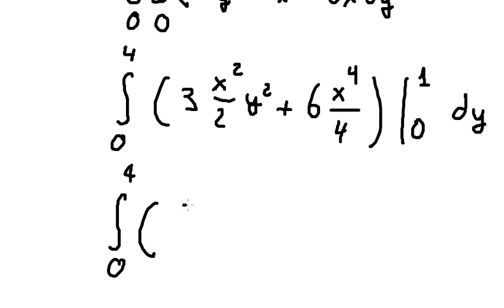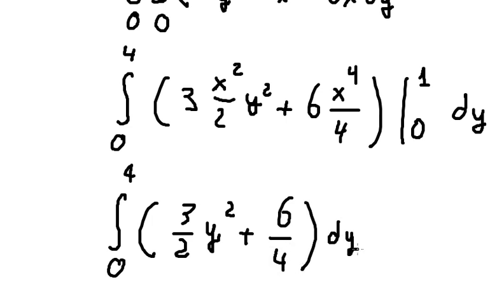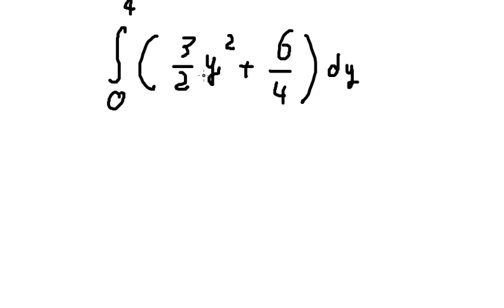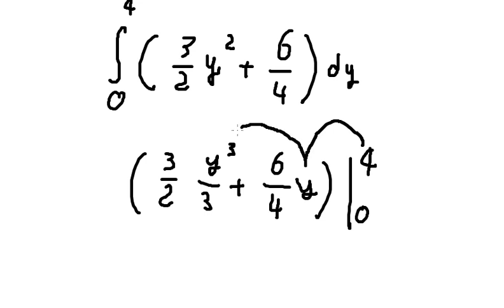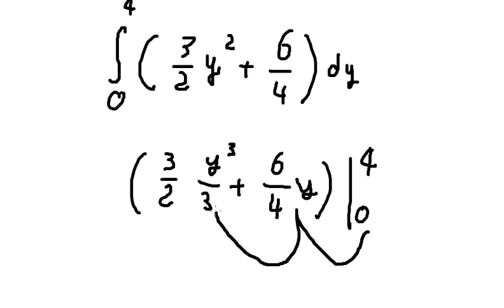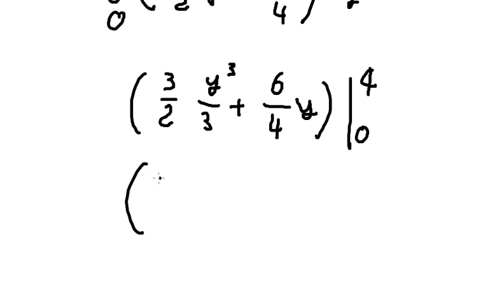That is 3 over 2 y to the power of 2. This one we have 6 over 4. The integration of y to the power of 2 is y to the power of 3 over 3. This one is y. So I will put 4 in here and 0 in here, and now we have the final answer.